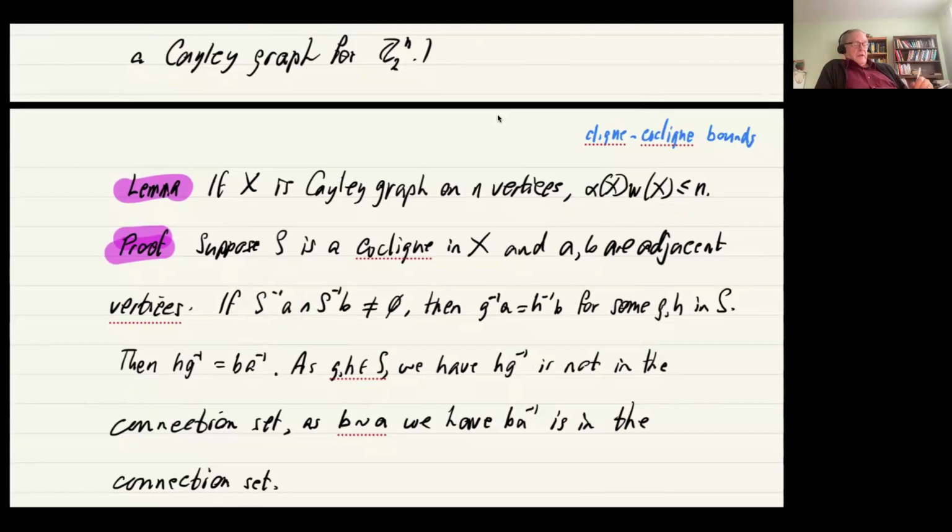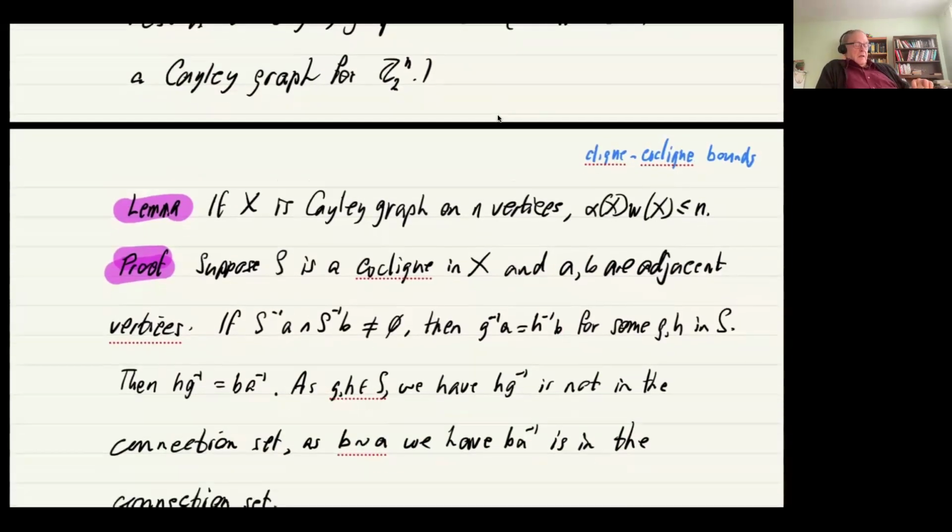Now, if they're not disjoint, then there are elements g and h in S such that g inverse a is equal to h inverse b, where g and h are in S. And so now I'm just doing the obvious rearrangement. I'm bringing the h over here and the a to here, and I get this. Now, since g and h are in S, they're not adjacent because S is a co-clique. And so by the definition of Cayley graph, that implies that hg inverse is not in the connection set. On the other hand, b and a are adjacent, and so this is in the connection set, and so this is wrong.